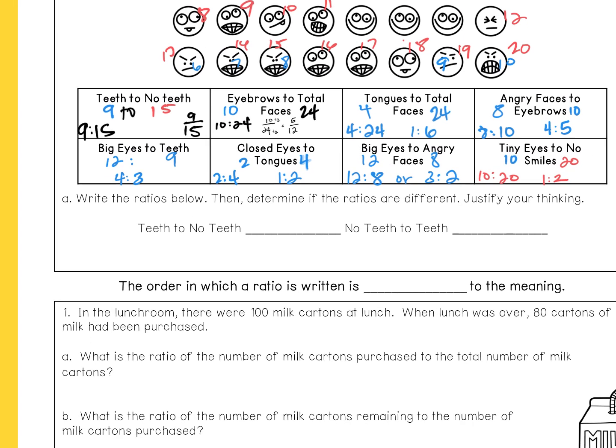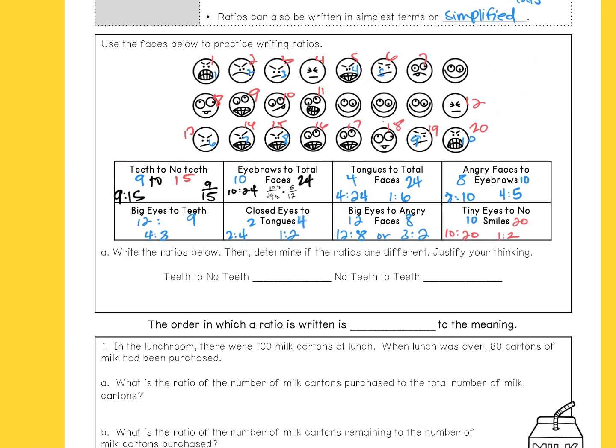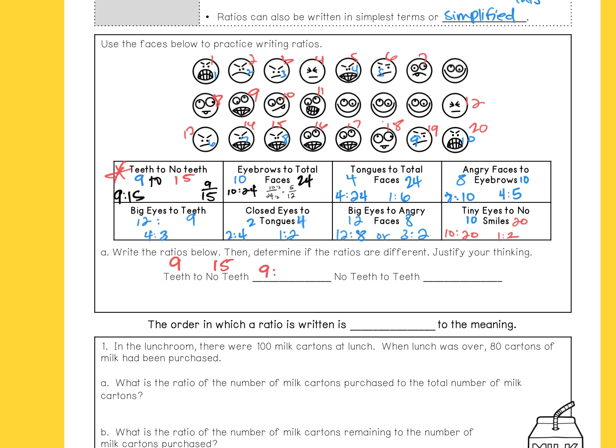So now I need to write the ratios below, then determine if the ratios are different, and we're going to justify our thinking. So our ratio for teeth to no teeth, this one was 9 to 15 over here in this first box. So I know that there are 9 faces with teeth, and there are 15 faces without teeth. So my ratio will be 9 to 15. And now I want to write a ratio for no teeth to teeth. So 15 of them have no teeth, and 9 of them have teeth. So my ratio for that will be 15 to 9.